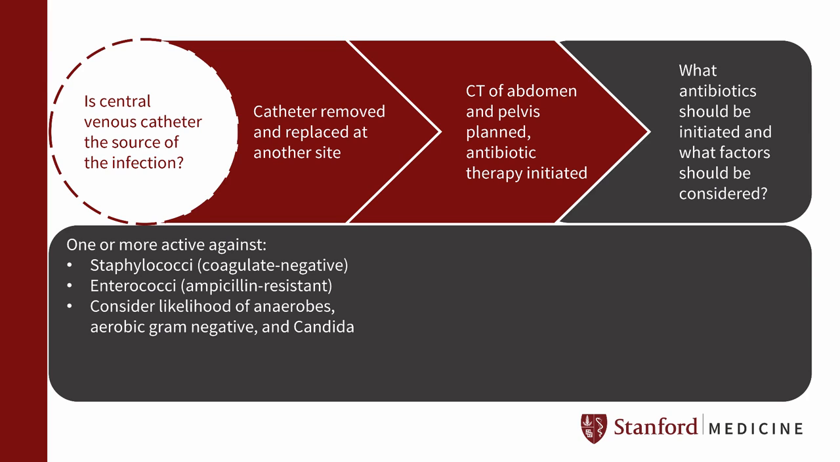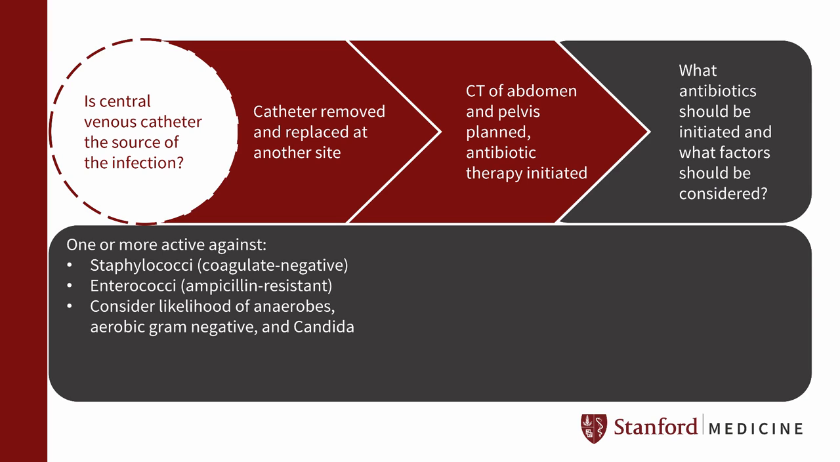Taking all this into account, our empiric choice of antibiotics should include one or more agents active against staphylococci, especially coagulase-negative staphylococci because of the possibility of central venous catheter infection. It should also provide coverage of enterococci because of the possible intra-abdominal source of infection, and given that this infection occurred in an inpatient while receiving ampicillin sulbactam, we would assume that an enterococcus would be ampicillin resistant.